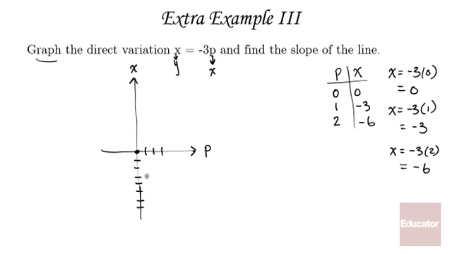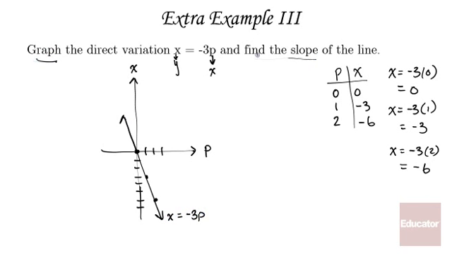So at 0, 0, there's a point. At 1, negative 3, there's a point. And at 2, negative 6, there's a point. So I have 3 points here to create the graph of my direct variation. And that represents x equals negative 3p. So we've graphed the direct variation.